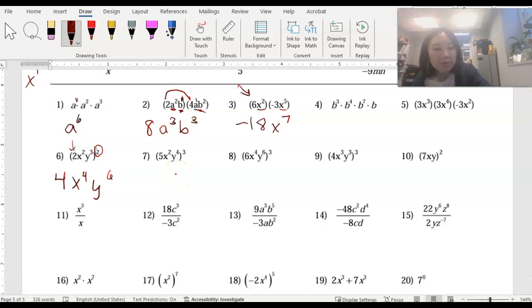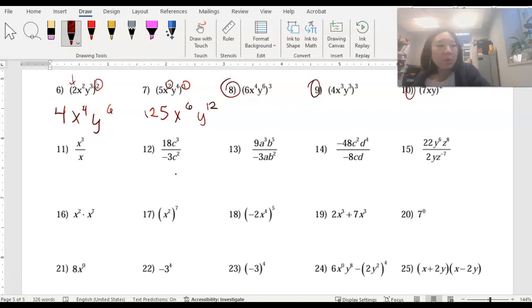5 to the 3rd power is 5 times 5 times 5. 5 times 5 is 25 times 5 is 125. X squared to the 3rd power is x to the 6th power. Y to the 4th power raised to the 3rd power is y to the 12th power. All right, so you try 8, 9, and 10.